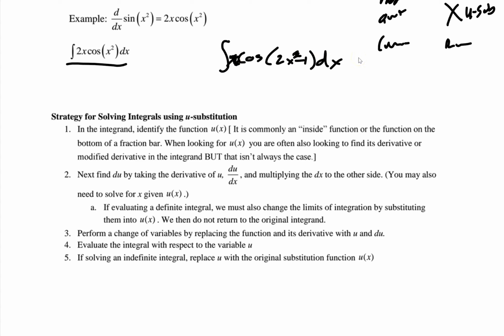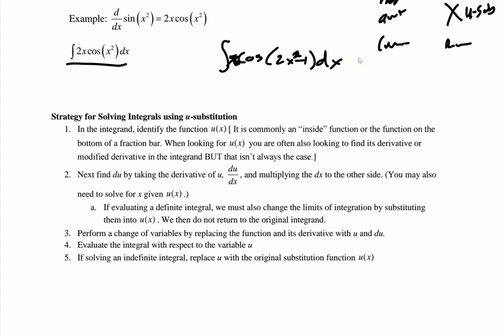So first, we got to identify what the U is. That's the inside function most of the time. Not always. We'll talk about some fractions where it's kind of the numerator or denominator. Most of the time, though, it's an inside function. So if we're looking at this one, my U here would just be the inside function, which would be x squared. So next step, find du, taking the derivative of U.